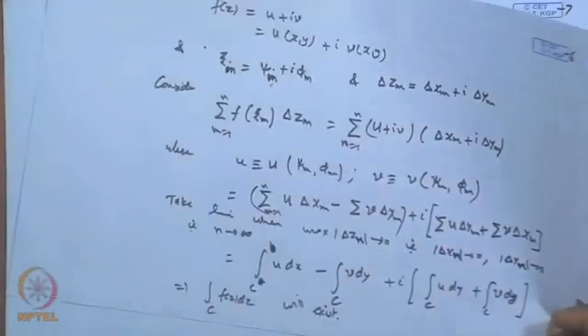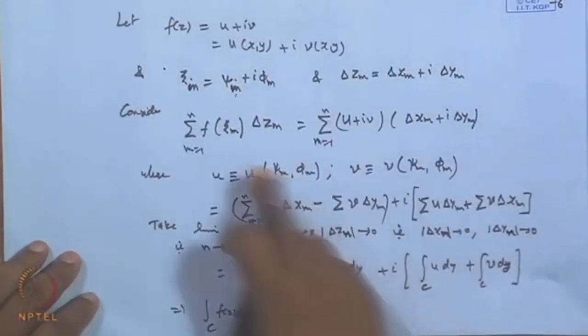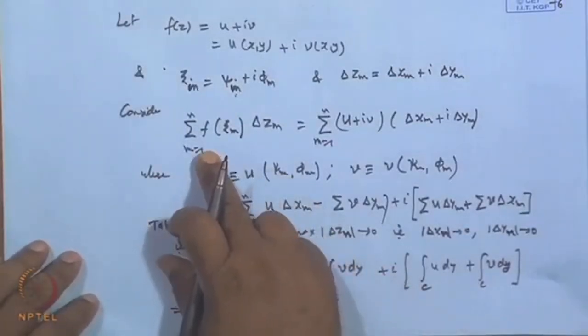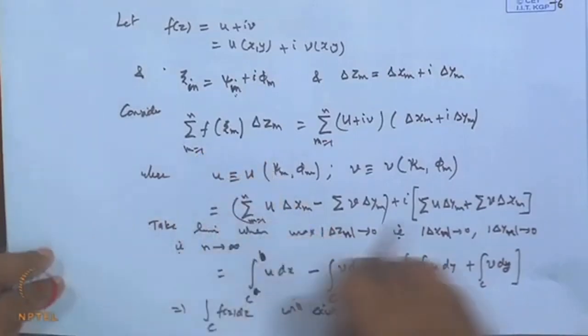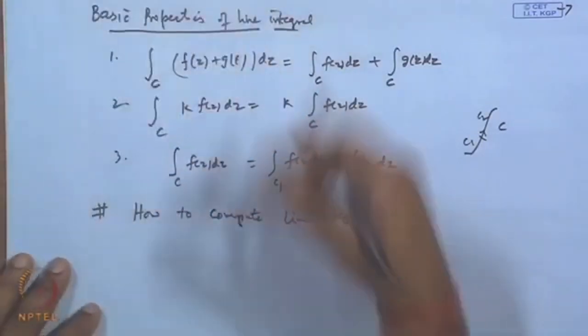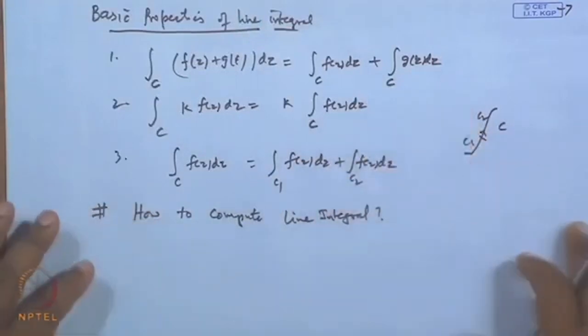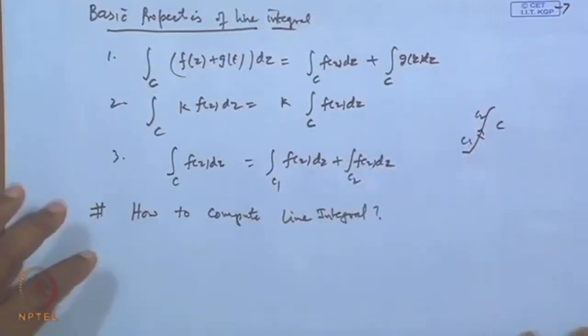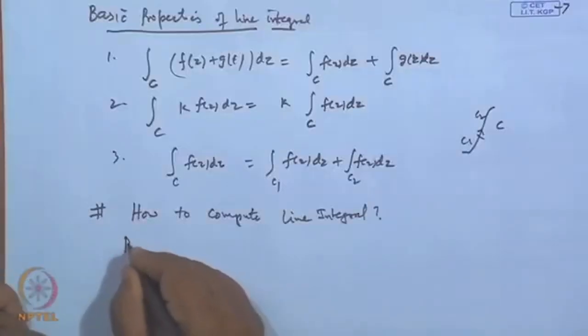You take the partition of this, take the limit of this, and when the limit exists, we say the line integral will exist. But this is the basic definition of a line integral, and you cannot do this calculation by partitioning every time. So how to compute it? There is one result which is very interesting and will give directly the clue how to calculate the line integral. The result is this.